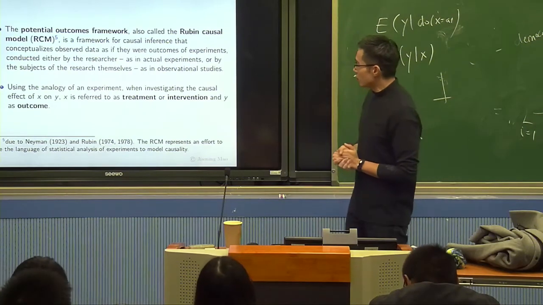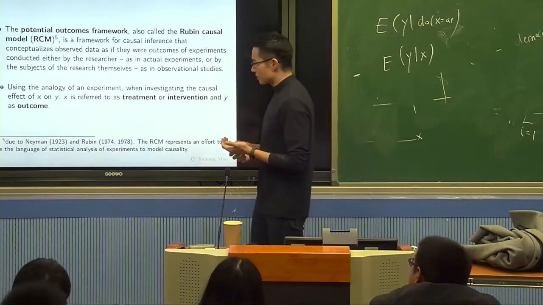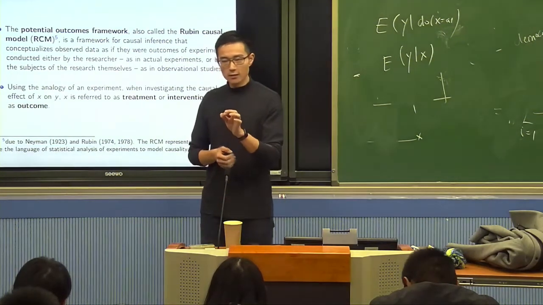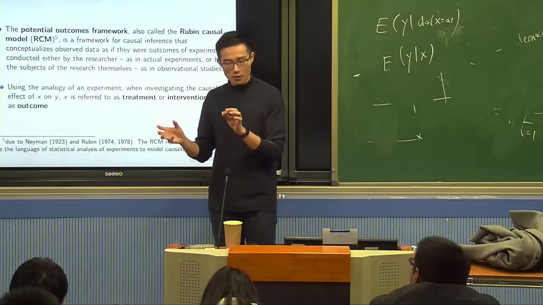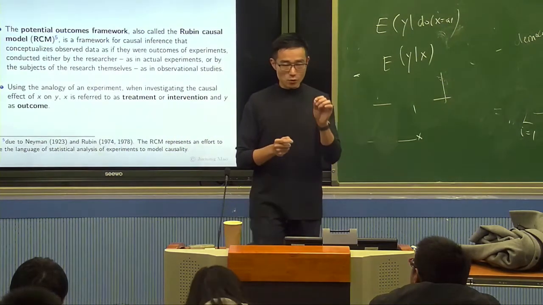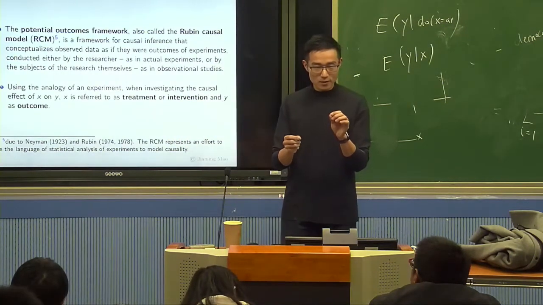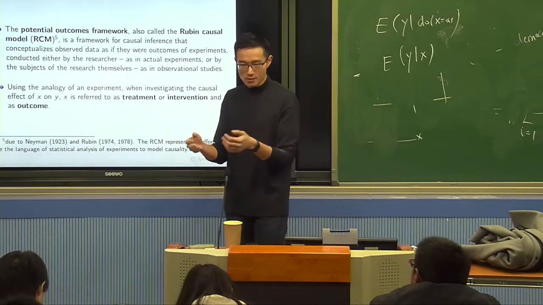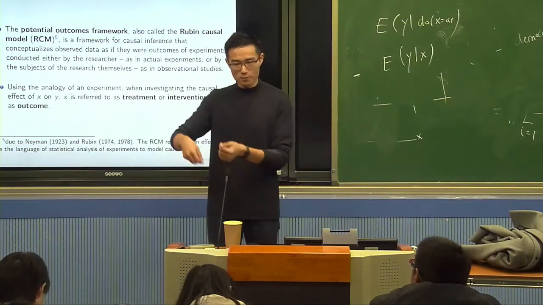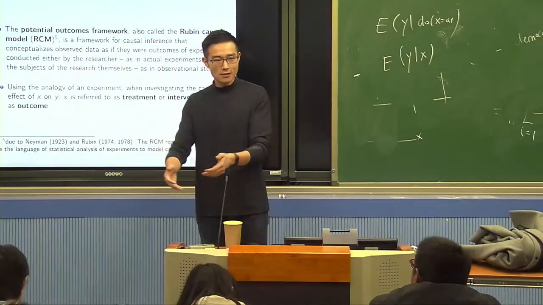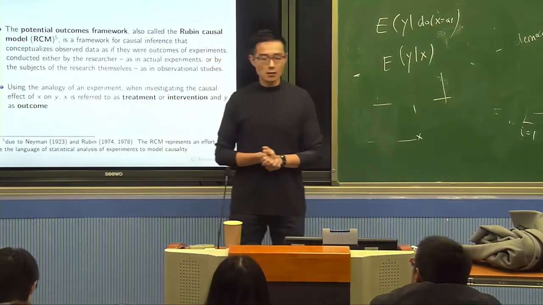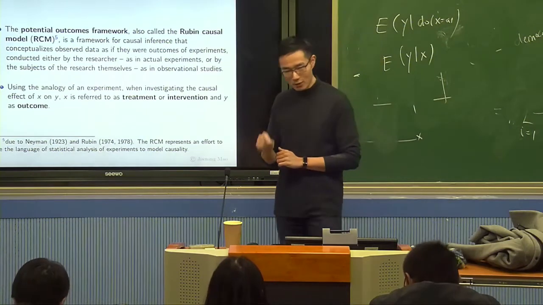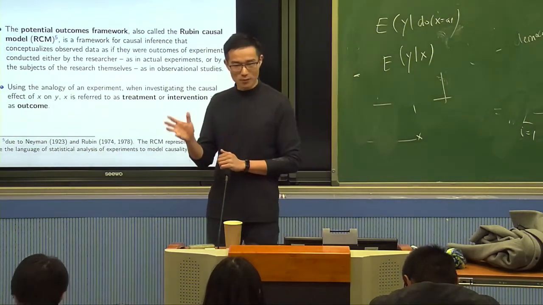But the model utilizes the analogy of experiments, so that whenever we want to know the causal effect of x on y, using the language of the Rubin causal model, we say x is a treatment and y is the outcome. So why do we call x treatment? Because in experiments, that's what people call it. When you do experiments, you treat some subjects and you put other subjects as control, and you compare the treatment versus the control. So we're going to use this language. And it's important that you know that this is only a language that we use. It's not actual treatment or whatever.